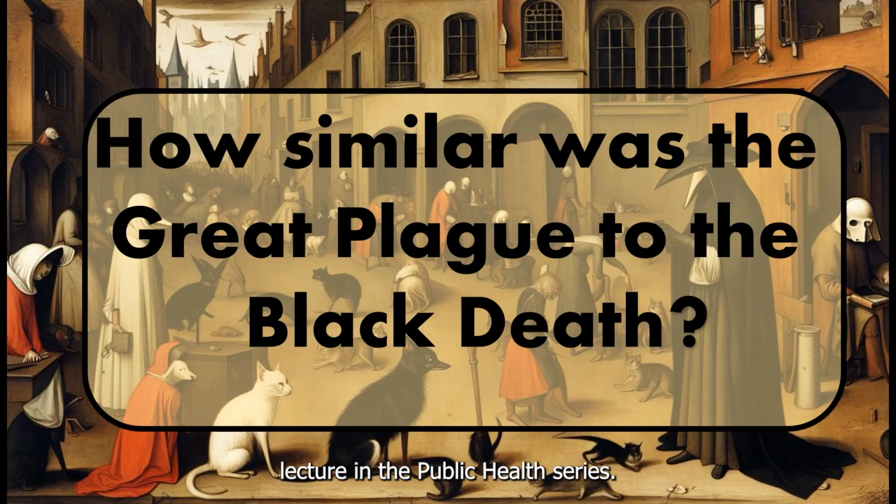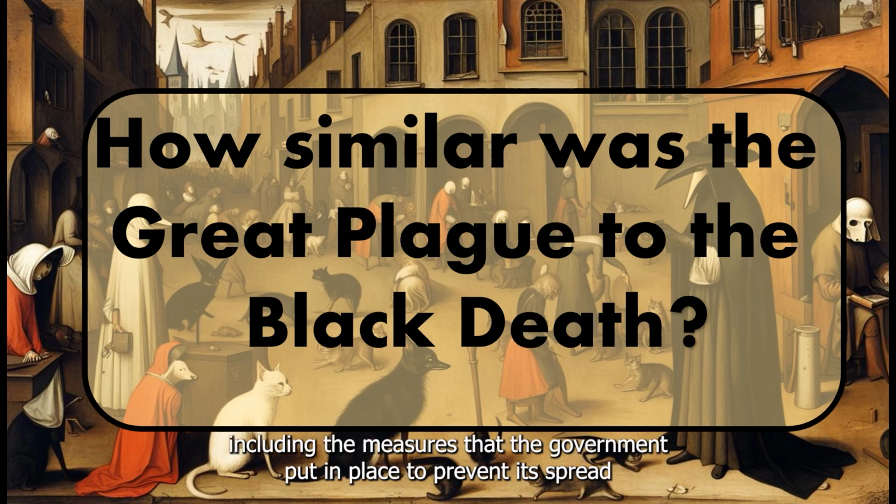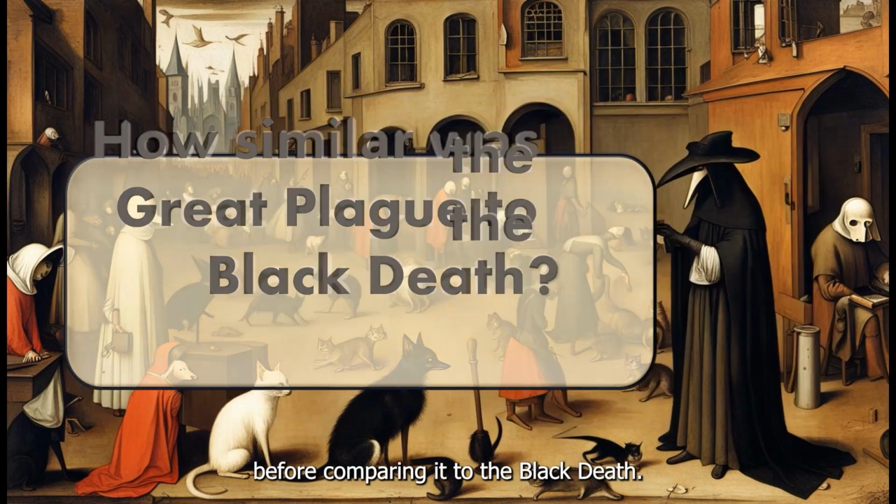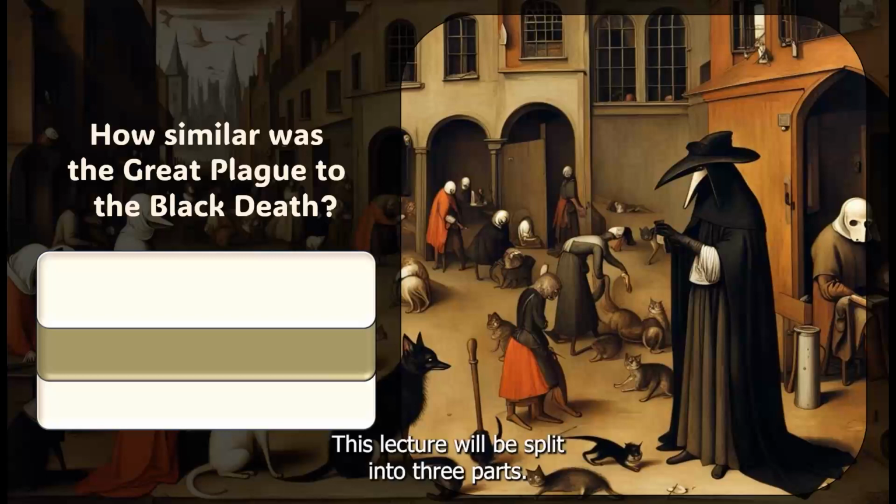Welcome to the second lecture in the Public Health series. In this lecture, we will be examining the Great Plague, including the measures that the government put in place to prevent its spread, before comparing it to the Black Death. This lecture will be split into 3 parts.